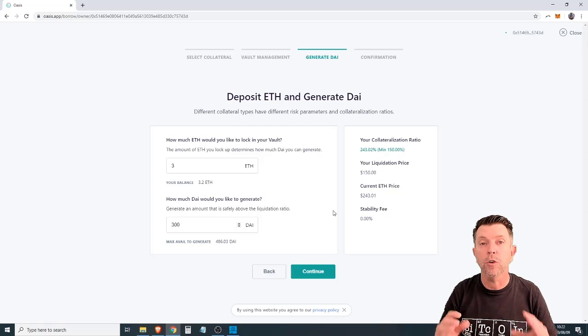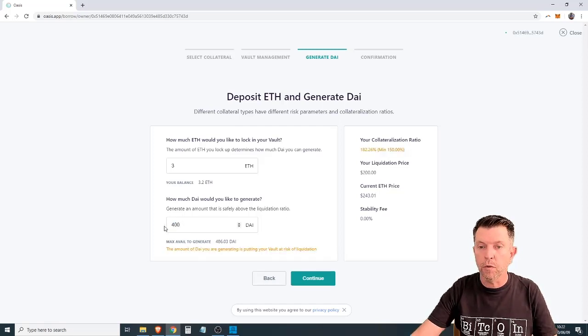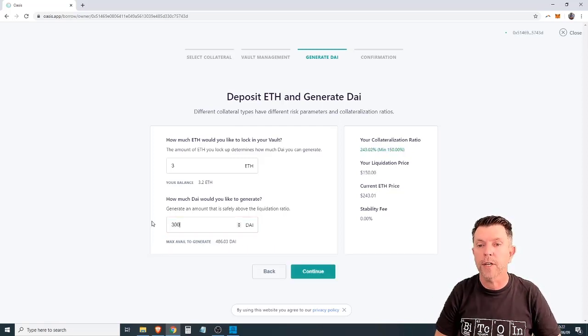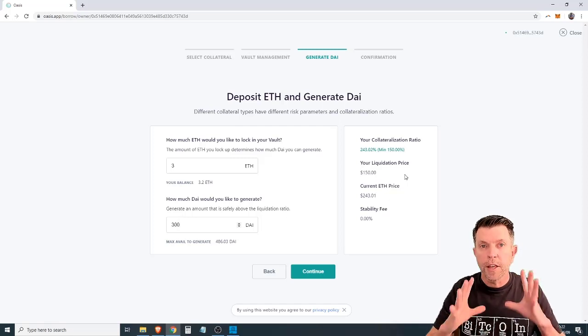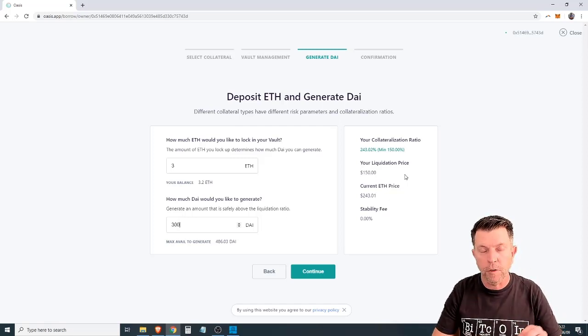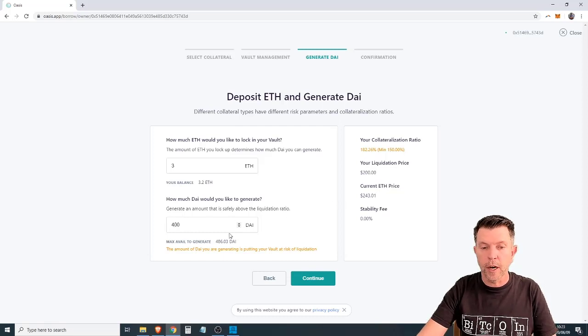Then I know I've got a very good cushion for the price of Ethereum to change without it having any effect on my loan. It works out the collateralization ratio, so 243% is very comfortable. Let me show you, if I went to 400%, it starts to give me a warning here. And if I went to max, the smallest movement in the Ethereum price could be devastating. So 300 would be very comfortable, a responsible way to take a loan. My liquidation price is $150. That means if the price of Ethereum fell below $150 per Ethereum, I would be liquidated. As you go up, your liquidation price will go higher. At max, it would be 243, which is roughly today's price.